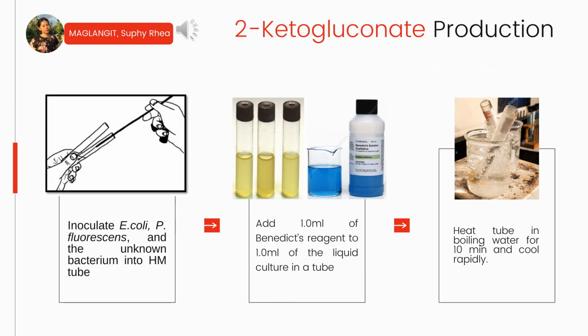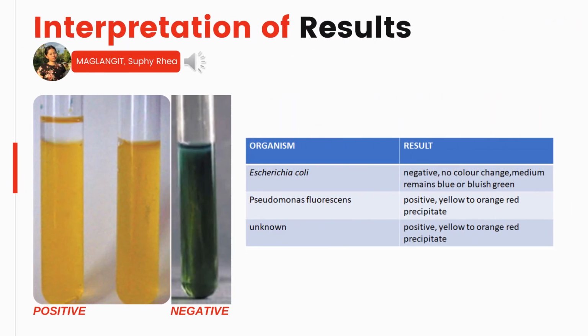The development of a brown, orange, or yellow precipitate means potassium gluconate was oxidized to potassium 2-ketogluconate. The positive result of this test will produce a yellow, brown, or orange precipitate, while the negative result will remain its blue color due to the reagent, or it might appear green.